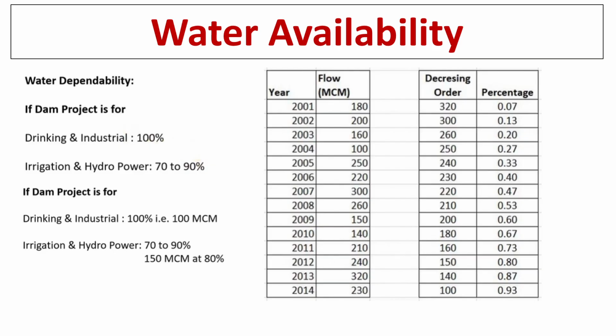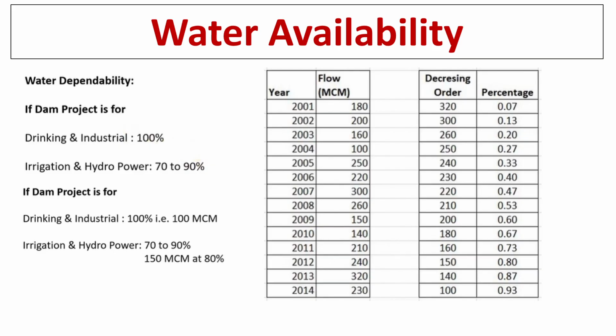We will see an example here. First we have to arrange the flow values in decreasing order. Then each value is denoted as per serial number. Percentage is obtained by dividing the serial number by the total number of samples plus 1. If you see here, 320 is the highest value. Its serial number is 1. Its percentage will be 1 divided by 15, where 15 is samples plus 1. Total samples are 14. Like this we derive the percentage.